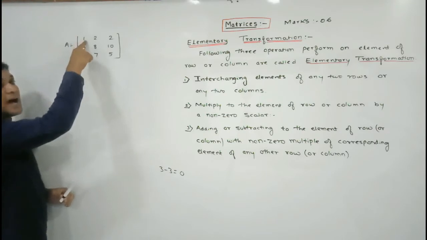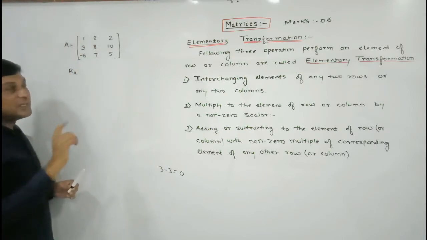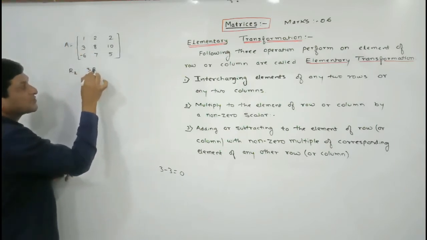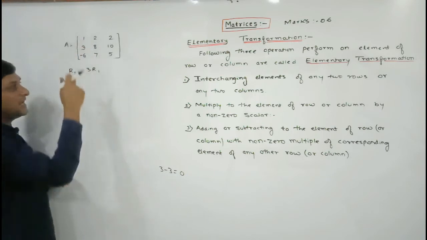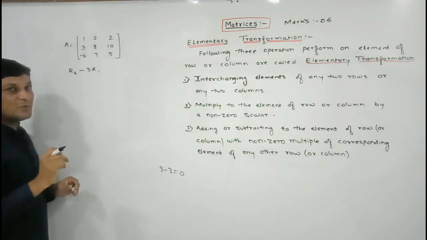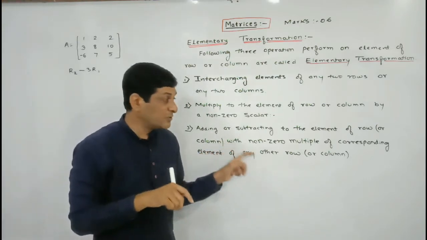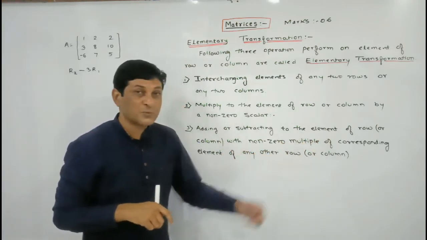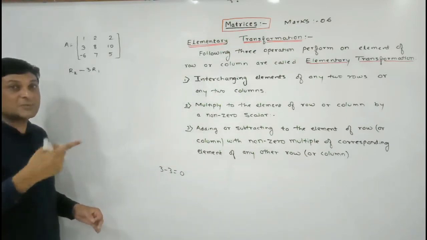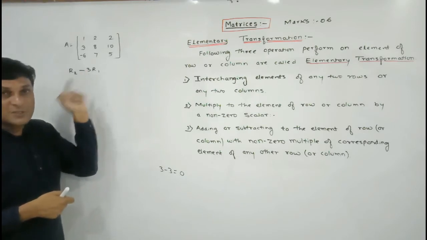Let us check in R1. In R1, if we use the corresponding element of R1 and multiply it by 3, that is 3R1, what will we get? 1 into 3 is 3, and later on we have to take the subtraction, because 3 minus 3 will become 0. So this addition or subtraction can be done with a non-zero multiple of the corresponding element of any other row. Which is the multiple here? 3. 3 is the non-zero multiple.